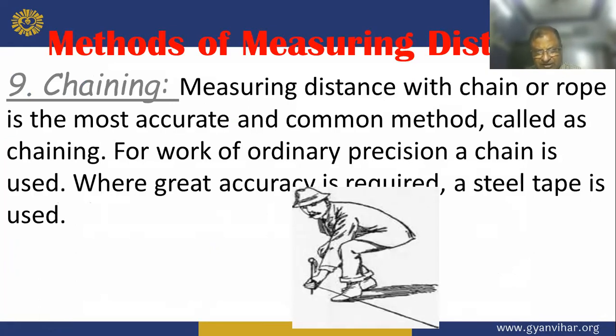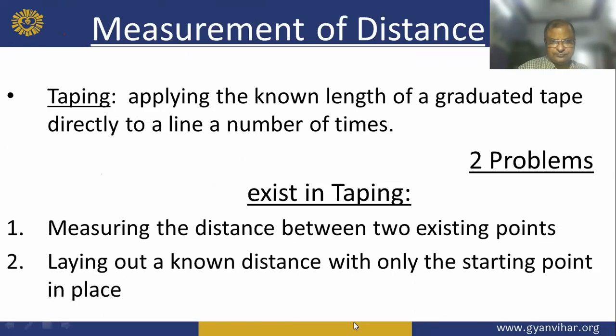For work of ordinary precision, the chain is used, where great accuracy is required, the steel tape is used. Taping means applying the known length of a graduated tape directly to the line in a number of lengths.